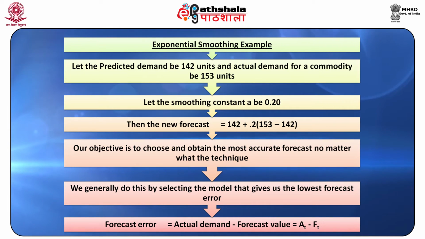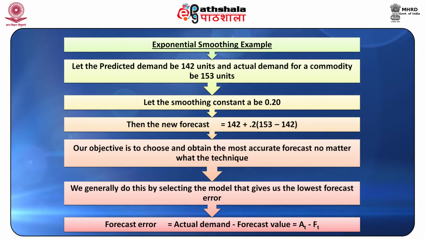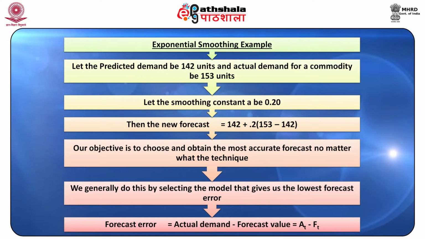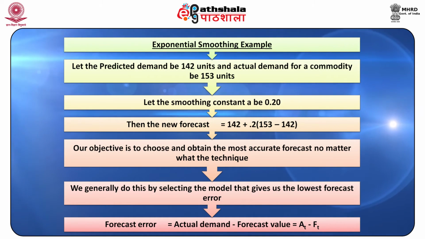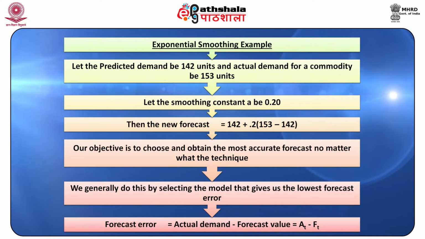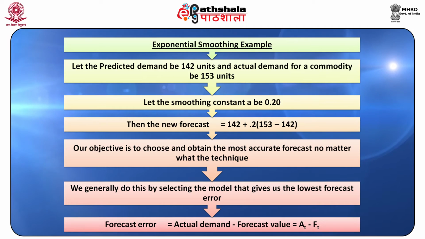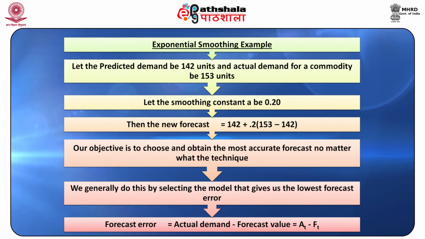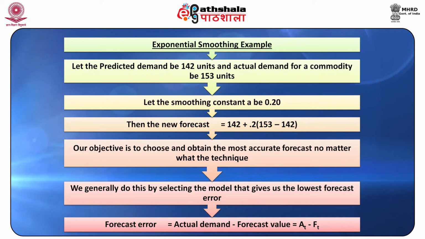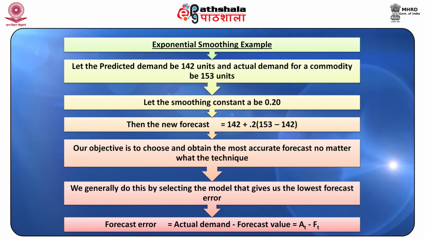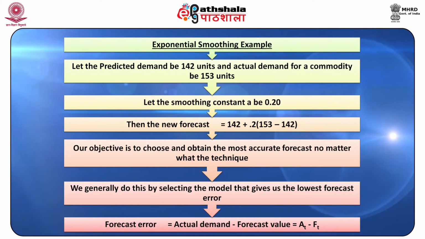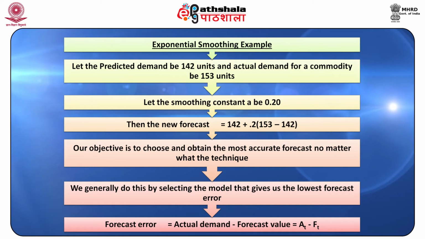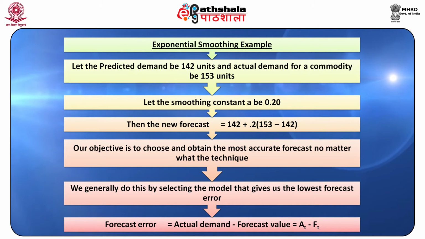Exponential smoothing example. Let the predicted demand be 142 units and actual demand for a commodity be 153 units. Let the smoothing constant be 0.20. Then the new forecast will be 142 plus 0.2 times (153 less 142). Our objective is to choose and obtain the most accurate forecast no matter what the technique. We generally do this by selecting the model that gives us the lowest forecast error. Forecast error is equal to actual demand minus forecast value, that is At minus Ft.